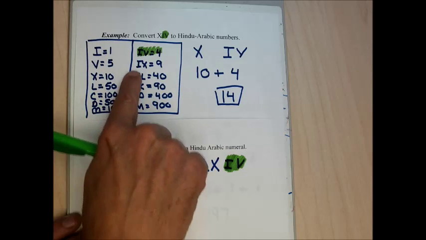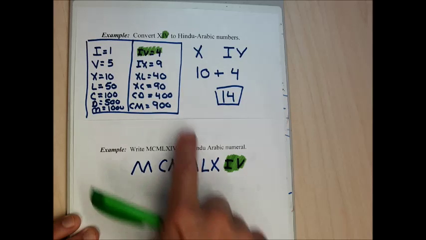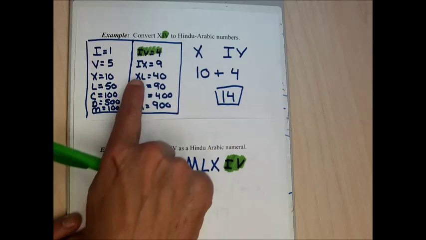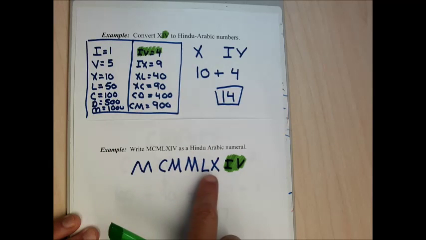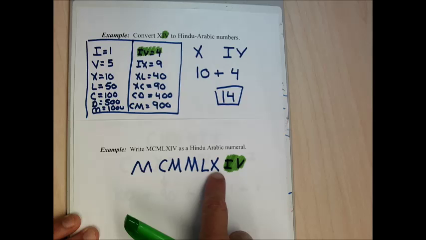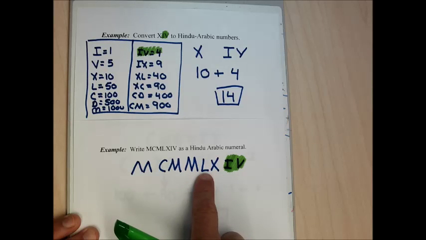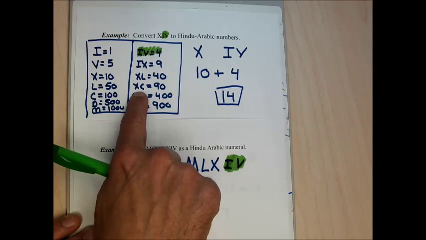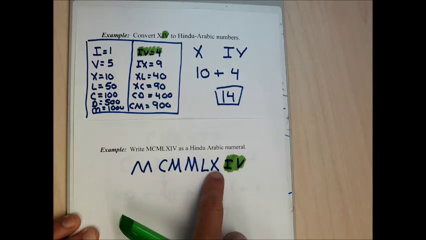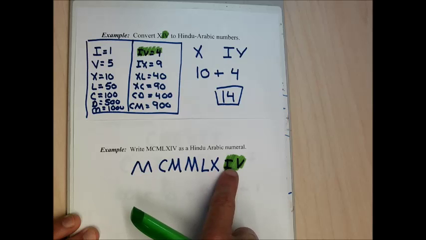Now I look for any I before an X. There's no I before an X, so I don't worry about that. I look for any X before an L. Well, I do see an X and an L, but it's an X after an L and not before an L, so I'm not going to worry about that. I look for any X's right to the left of a C. I don't see an X to the left of a C. I see an X to the left of an I.